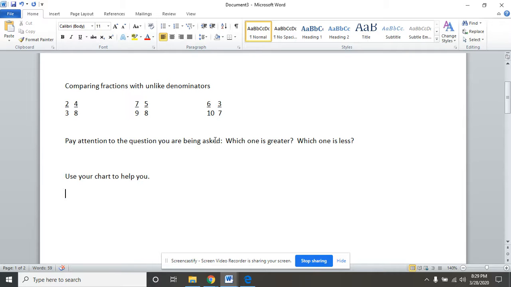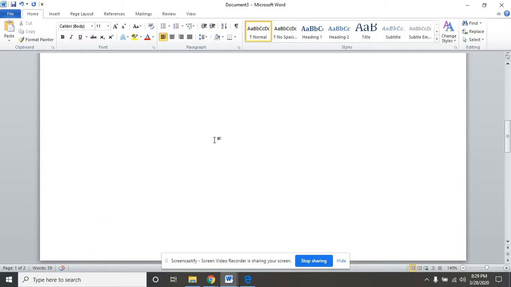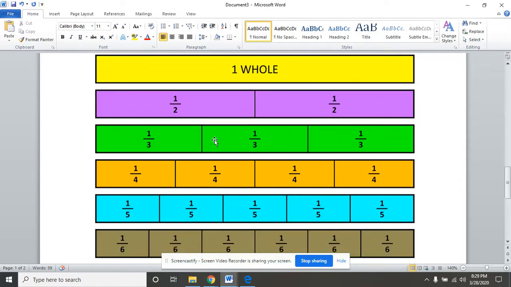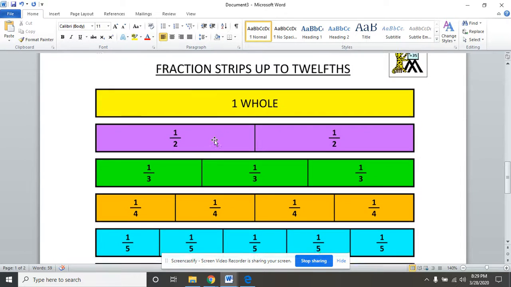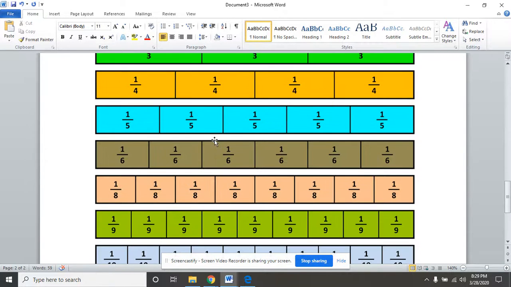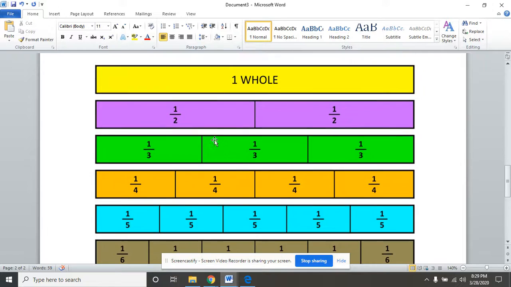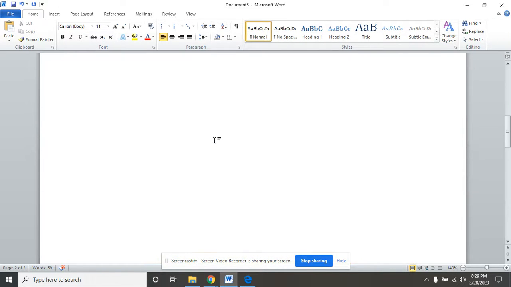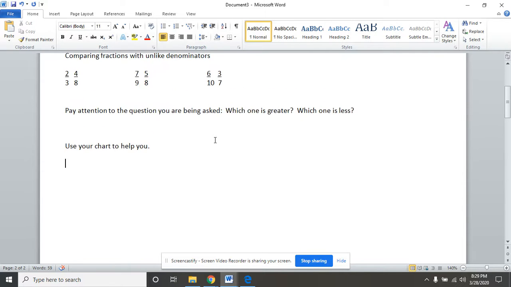And for this, I want to encourage you to do a couple of things. The first thing is to use this visual aid. I sent one in your packet last week, and if you don't have one, I'll put one up on Google Classroom, or I can email it to you. But this is very helpful because you can visually see the difference. But I'll teach you another way as well.